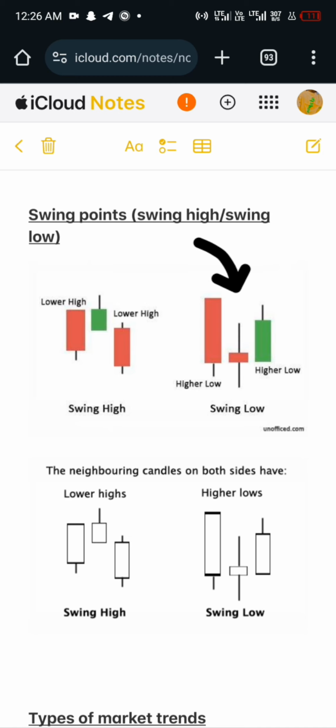Now if we look at the swing low, reversing the logic we just used, what makes it a swing low is the fact that the candle in the middle is lower than the one to the left and to the right of it, essentially meaning that the candles to the left and right of the one in the middle both have higher lows, whereas the one in the middle has a lower low. So these are examples of swing highs and swing lows.